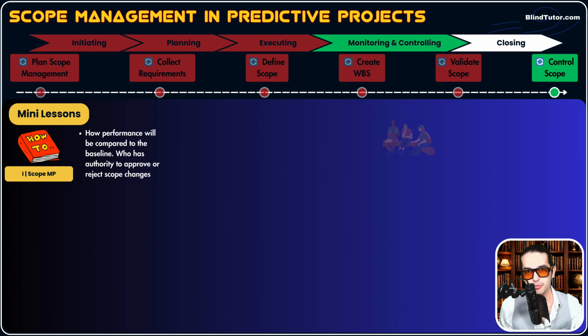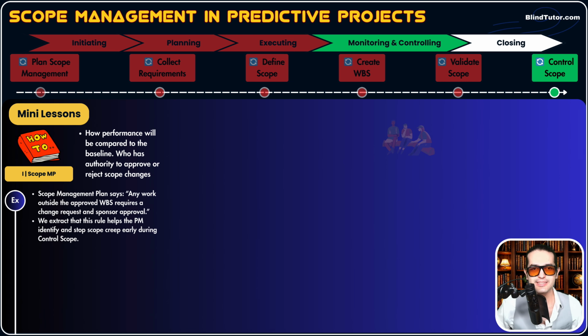Let's clarify with an example. One section of a scope management plan says, any work outside the approved WBS requires a change request and sponsor approval. So this is an instruction. This is a hint for you as a PM when controlling scope. So you extract this rule, and this rule will help you identify and stop scope creep early during control scope.